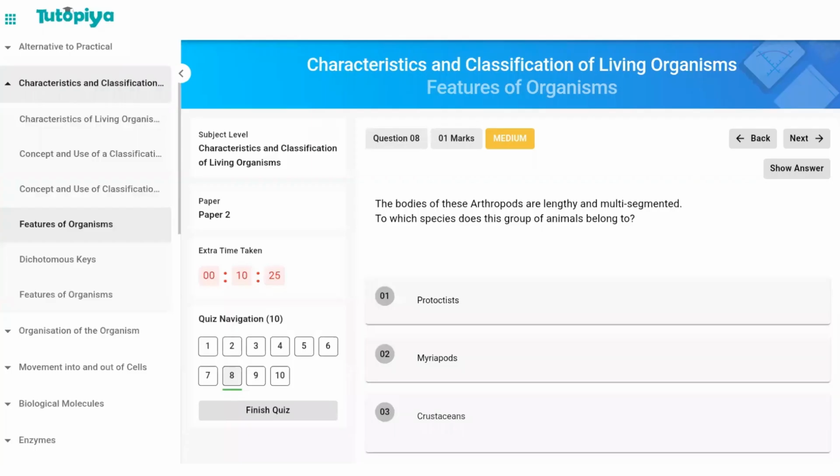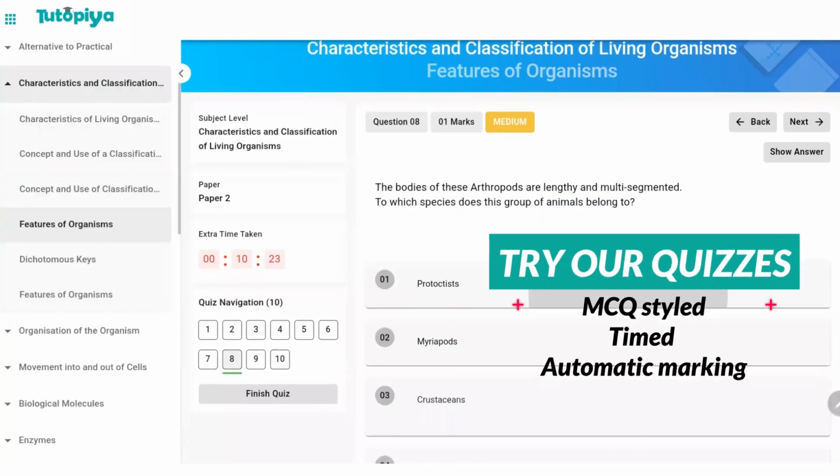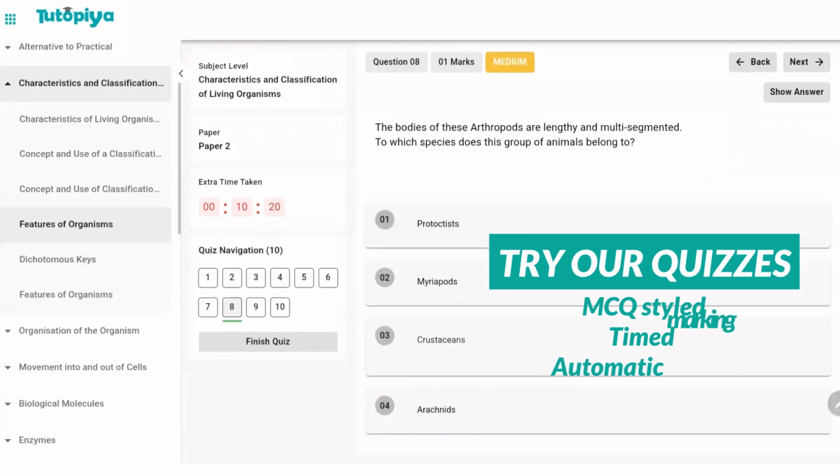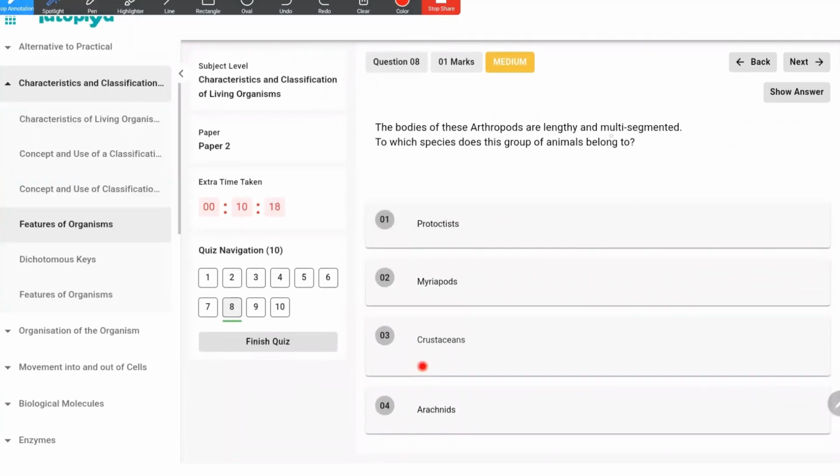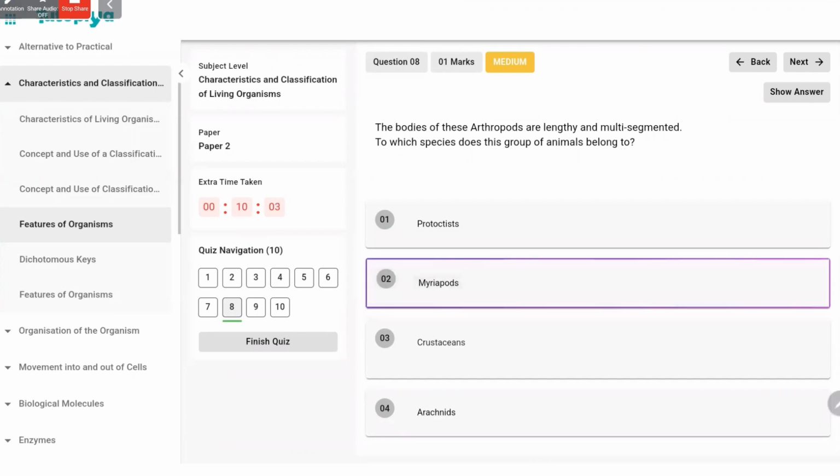All right, here's our first question. The bodies of these arthropods are lengthy and multi-segmented. To which group does this group of animals belong? So we've learned of one group of arthropods who have long bodies, and the body is multi-segmented. And we know that this group is the myriapods, right?